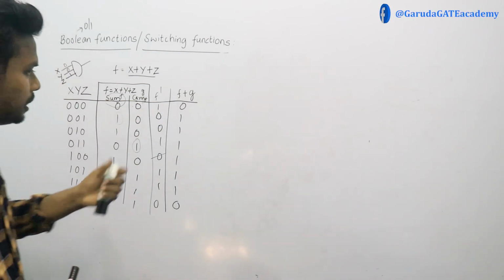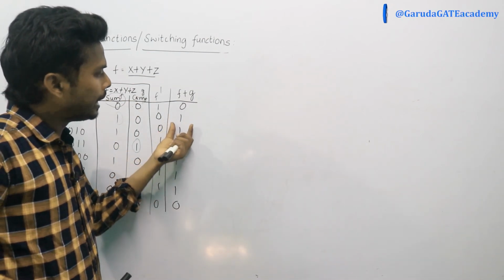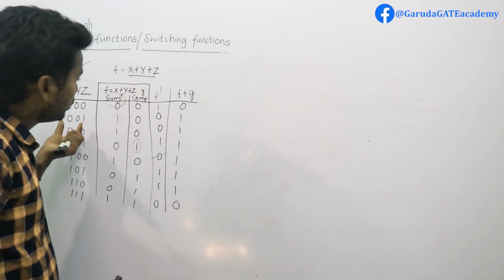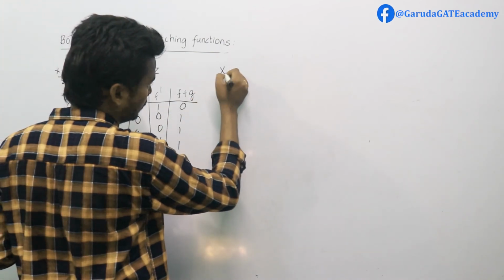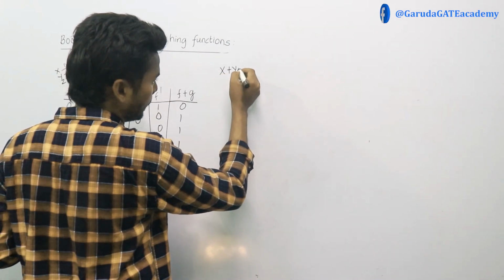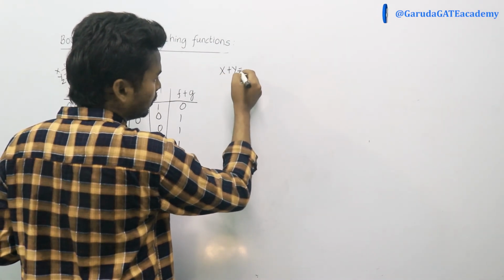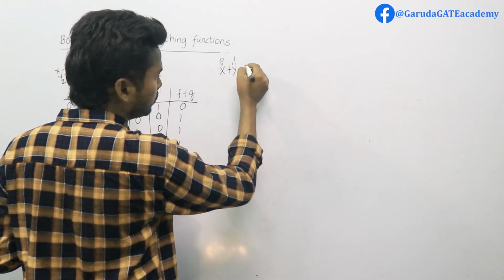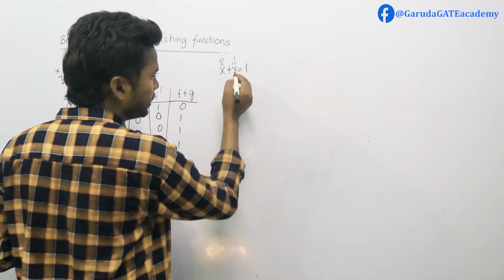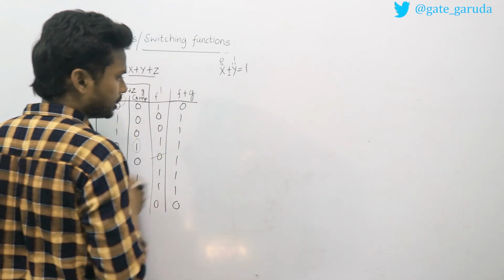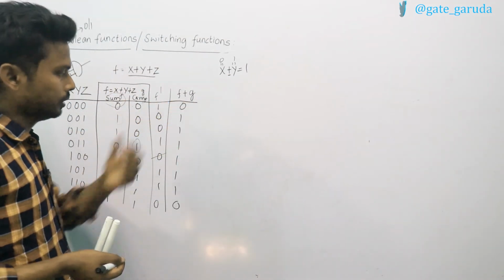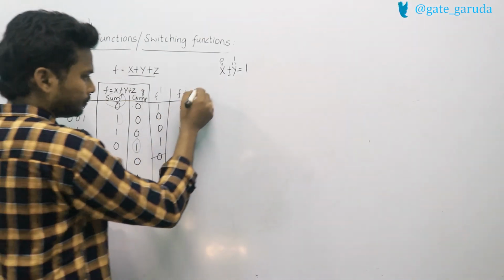So here you have to observe one thing. Adding the two functions is similar to that of adding two variables. Let us suppose you are adding two variables x, y, z. So x plus y. If x is equal to 0 and y is equal to 1, you write 1 because here it is adding, or. Okay. So the same operations will be carried out in the functions as well.